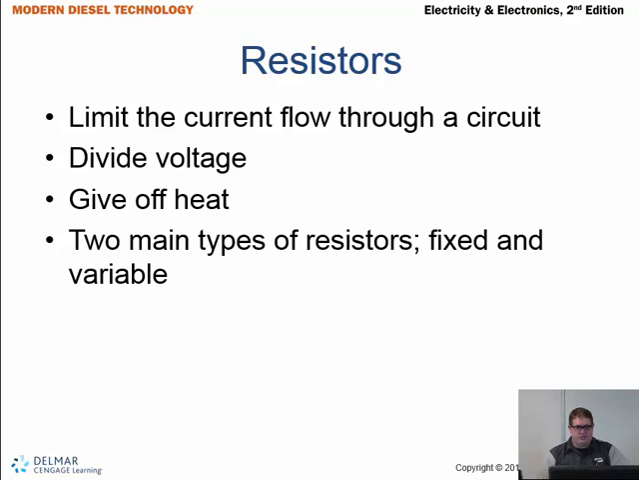All right, resistors. The whole point of a resistor is to limit the current flow through a circuit. We also divide voltage with it. A resistor uses the voltage and gives off heat. So remember, our voltage has to be used in some way. It has to be light, heat, or used in a solenoid or a motor. Got to use it in one of those three ways. Two main types of resistors are fixed and variable, so we'll talk about some examples of both.